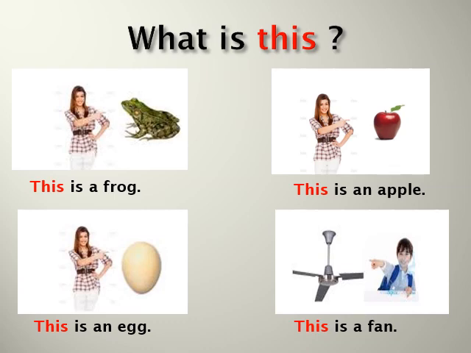You can see the word this in the question and the sentence is in red color. The word this. Let me repeat the sentences again. This is a frog. This is an apple. This is an egg. This is a fan.